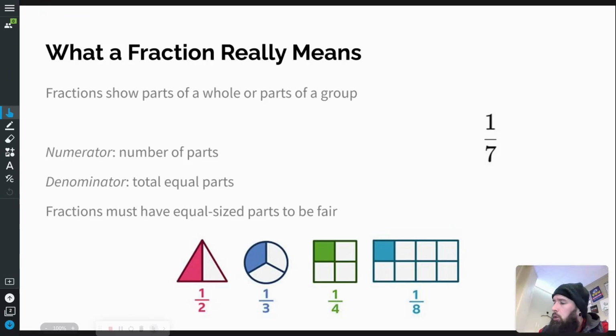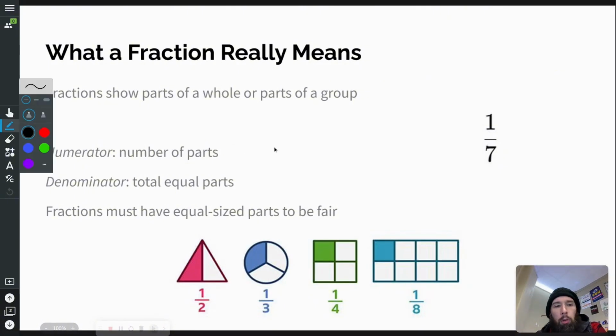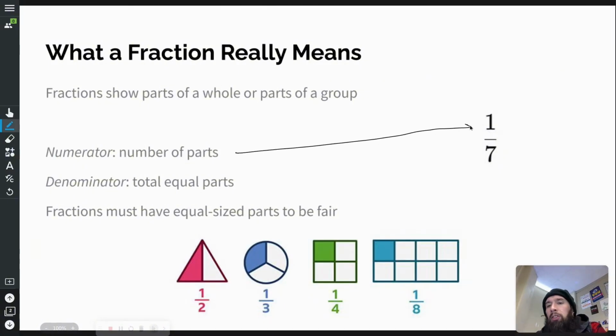Well, a fraction looks like this. Fractions show parts of a whole or parts of a group. You would read this fraction as 1/7. The top part is the numerator. That's the number of parts that you care about. When I look at these pictures, that would be the number of shaded parts. The denominator is the total equal parts. Fractions must have equal-sized parts in order for it to be fair.